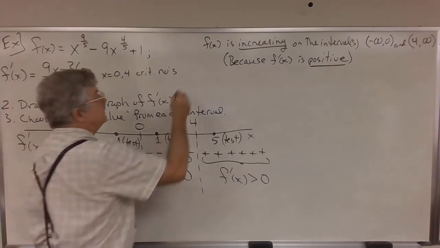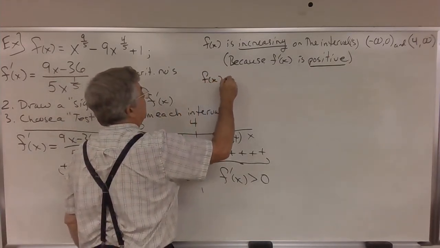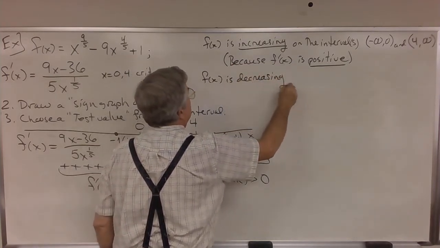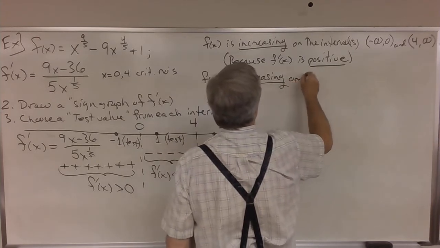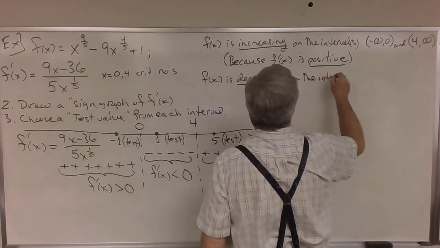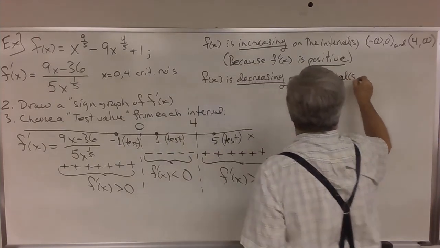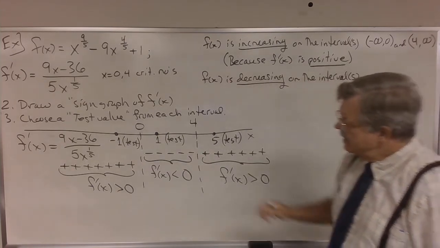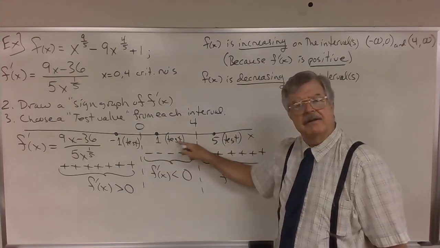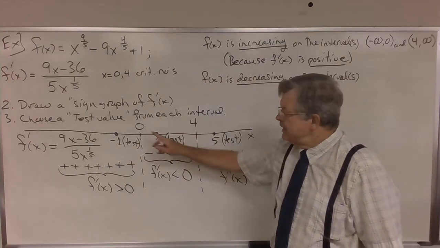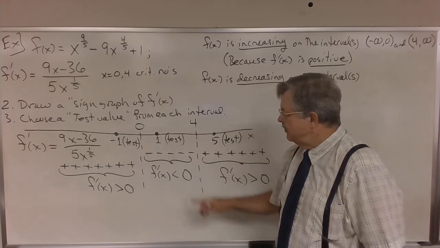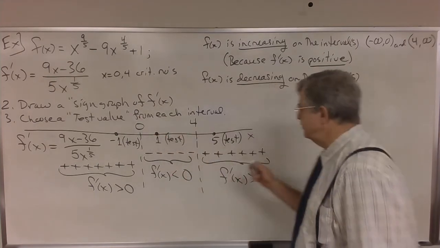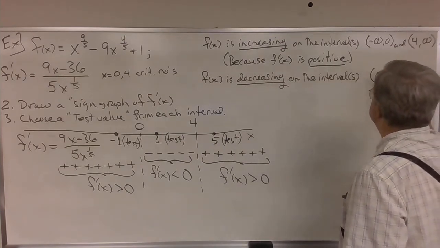Now, where is f of x decreasing? It's decreasing on the intervals. Let's see, where's the derivative negative? Only on this interval, right? So only between x equals 0 and x equals 4. So this is the only place where f of x is decreasing, on the interval from 0 to 4.